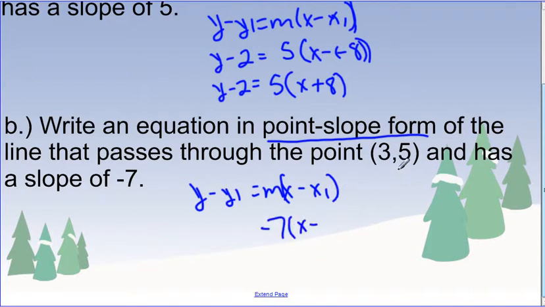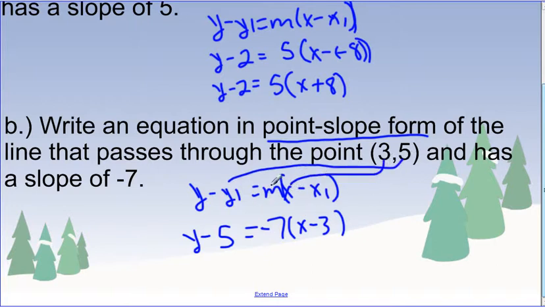The x value is 3. Y minus the y value is 5. And there's nothing to simplify there, which means that is literally done. That's the equation in point slope form, where this is the y value from here, this is the x value from here, and the slope is the slope they give you. That's it. We do not need to distribute. We do not need to do any multiplying or solving, because we want it to look like that. So that would be done.